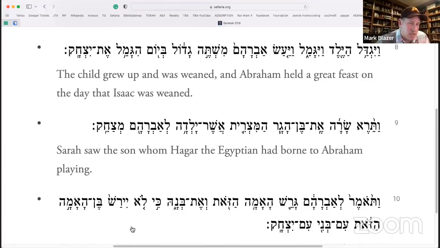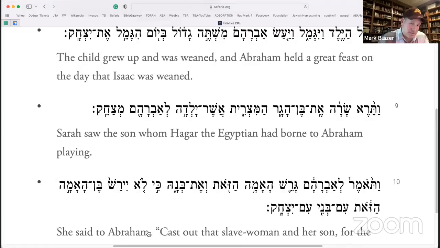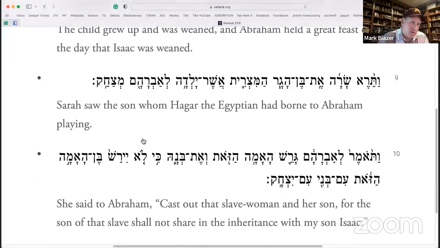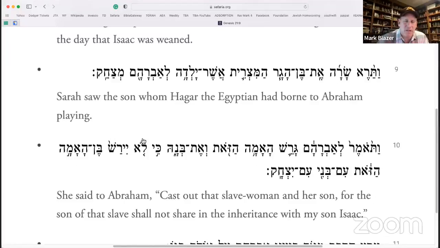Sarah saw the son whom Hagar the Egyptian had born to Abraham playing. Metzachek. That's the same root as Yitzchak. She said to Abraham, cast out that slave woman and her son, for that son of the slave will not have a share in the inheritance with my son Isaac.